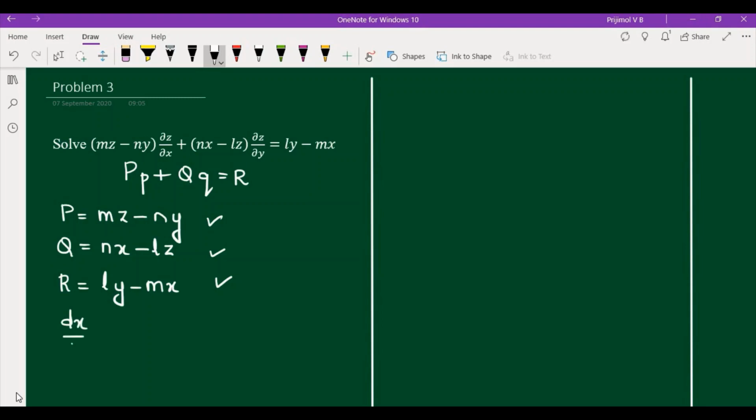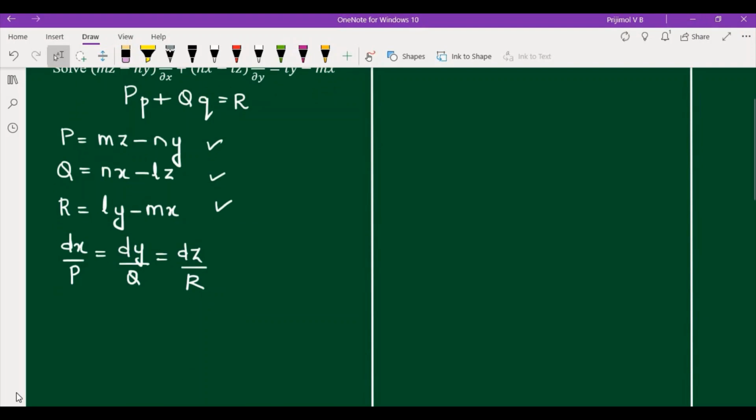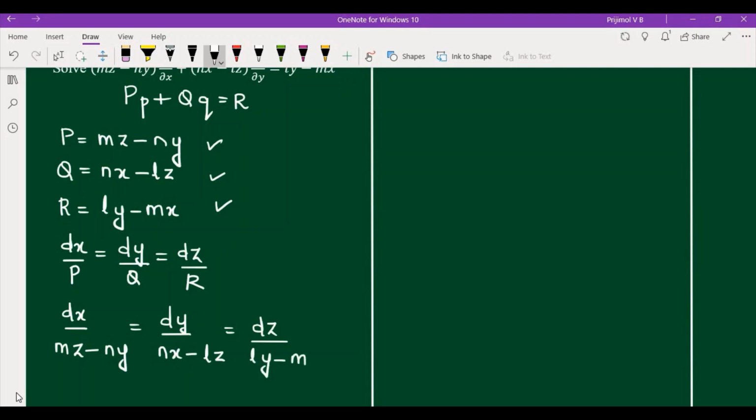Our auxiliary equation is dx by P, dy by Q, dz by capital R. Now let us substitute all P, Q, R in this auxiliary equation. So we get dx by mz minus ny, dy by nx minus lz, dz by ly minus mx.